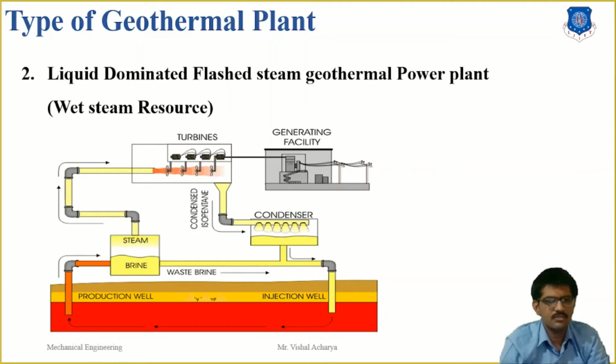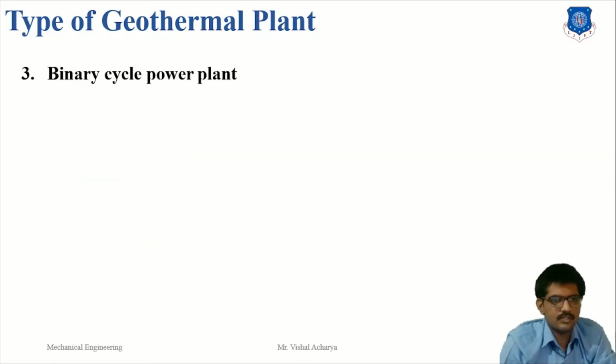Nowadays, most geothermal power plants are flash steam power plants. These power plants require a temperature of at least 180 degrees Celsius for operation. Third is the binary cycle power plant.